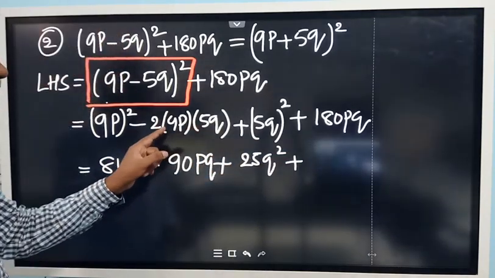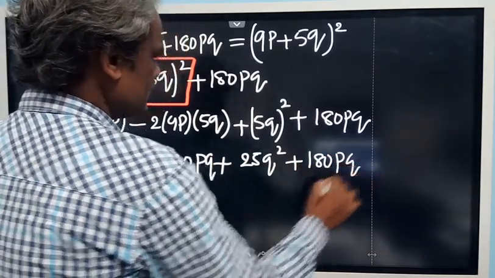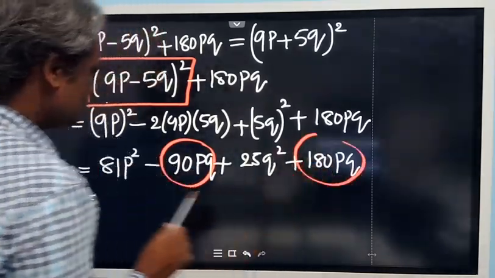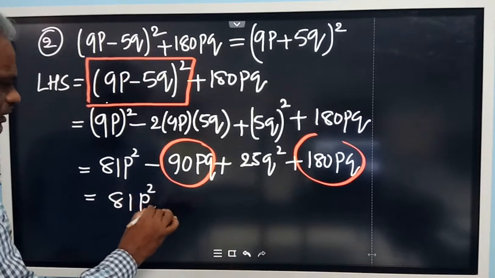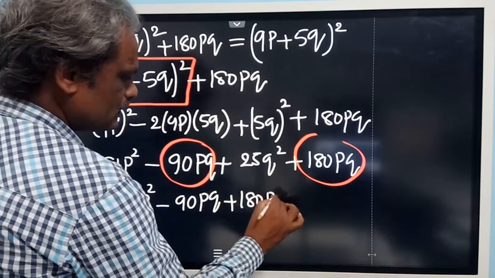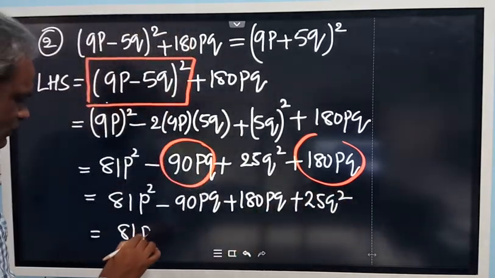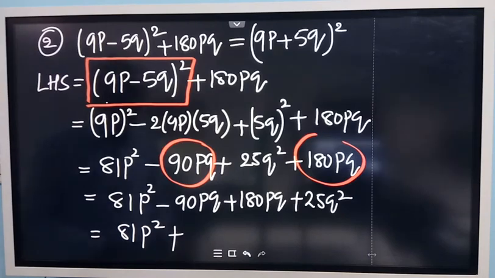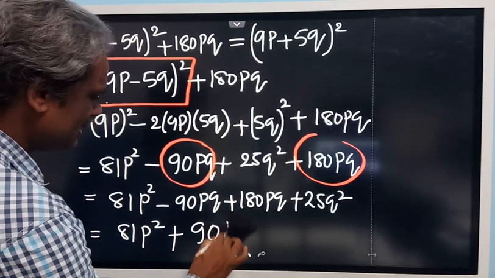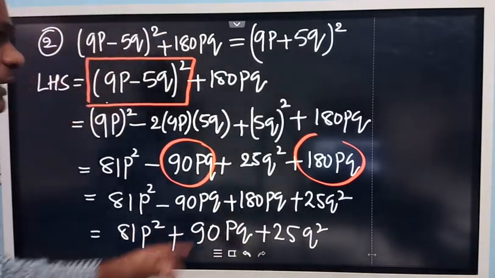2 5s are 10, 10 9s are 90, 90pq, 25q square, then 180pq. Now you can write these two like terms together here. Okay, 81p square minus 90pq plus 180pq, then 25q square. So it gives you 81p square as it is. This one positive. So 90 minus 90 plus 180 gives you plus 90pq plus 25q square. Now again it is in the form of a plus b whole square only.